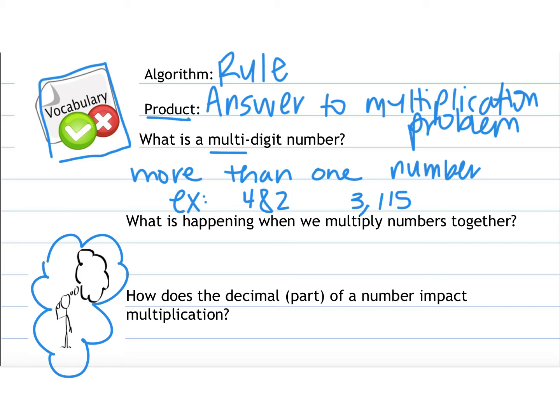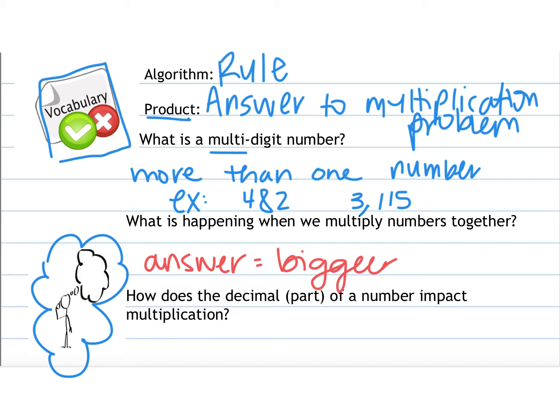So the first question here, what is happening when we multiply numbers together? Well, remember, multiplication is repeated addition, so we're adding over and over again, and our answer or our solution is always going to be bigger than what we started with. Okay, so the answer is bigger. When we're multiplying whole numbers together, whatever we started with, our answers are always going to be bigger.